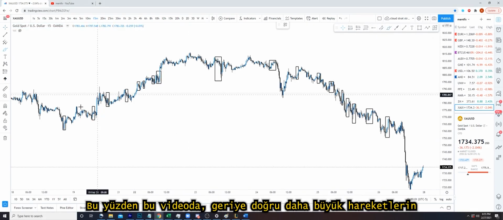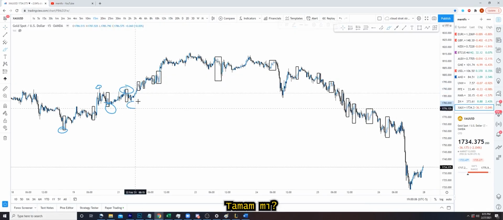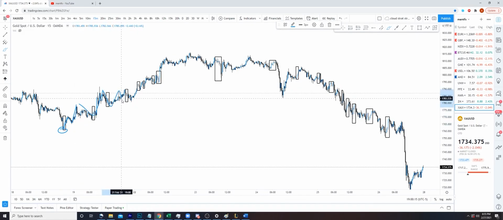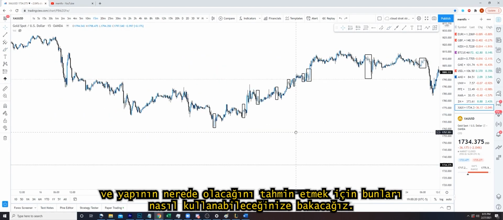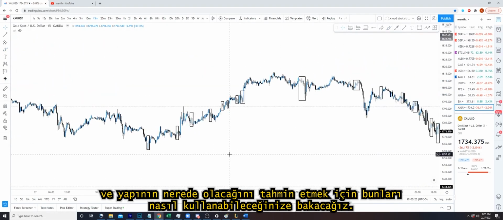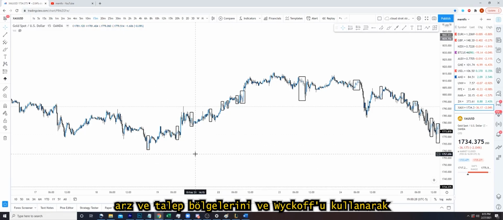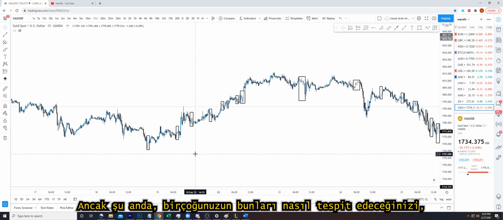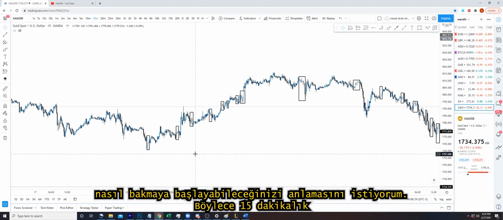So in this one, we are not going to cover the ideas of structure where we covered the larger moves backwards, as we said with these circles, or with the validation of structure by way of actual candles. Instead, we're just going to look at the MentorFX block ideas and how you can use them to predict where structure is going to be. As we cover the future sections and you understand how to find your points of interest and how to set up a bias using supply and demand zones as well as Wyckoff, these will make a lot more sense. However, right now, I just need you to understand how you can spot these, how you can go into your own charts, and how you can start to look at them.